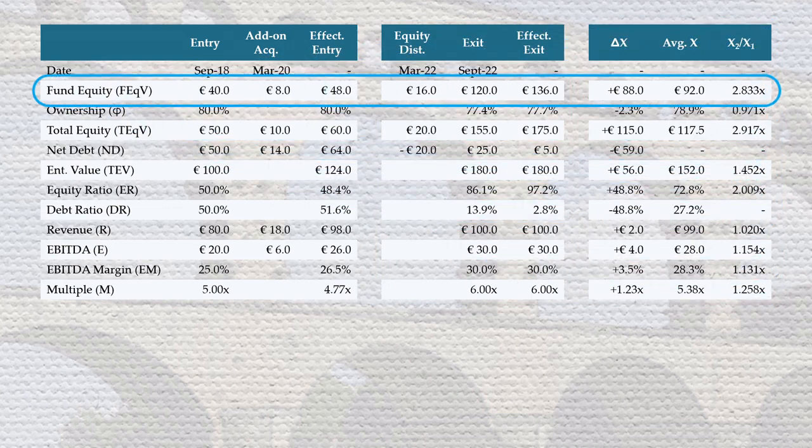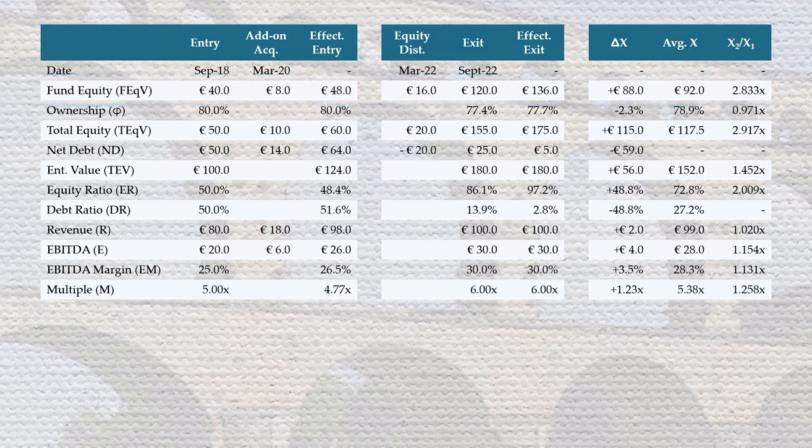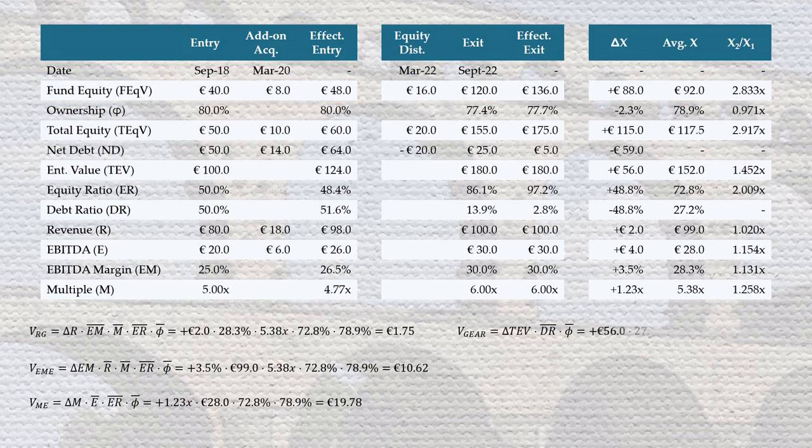The GP realizes 136 million on an investment of 48 million. This provides equity value creation of 88 million and a gross multiple of invested capital of 2.833. Given these metrics, we can calculate 6 value drivers, including revenue growth, EBITDA margin expansion, EBITDA multiple expansion, gearing, cash flow generation, and fund ownership impact. We will not dwell on the math in this video because we cover it elsewhere, but it's all laid out on the case study page, which also includes a downloadable Microsoft Excel template.